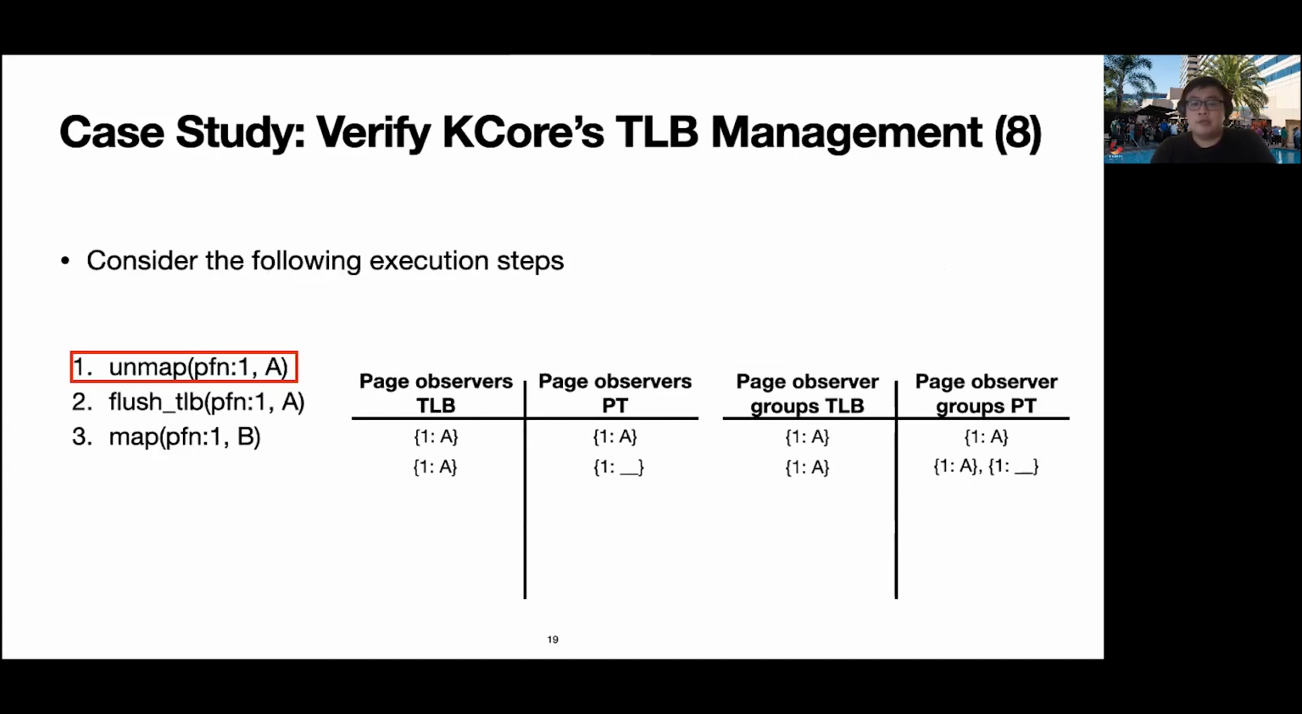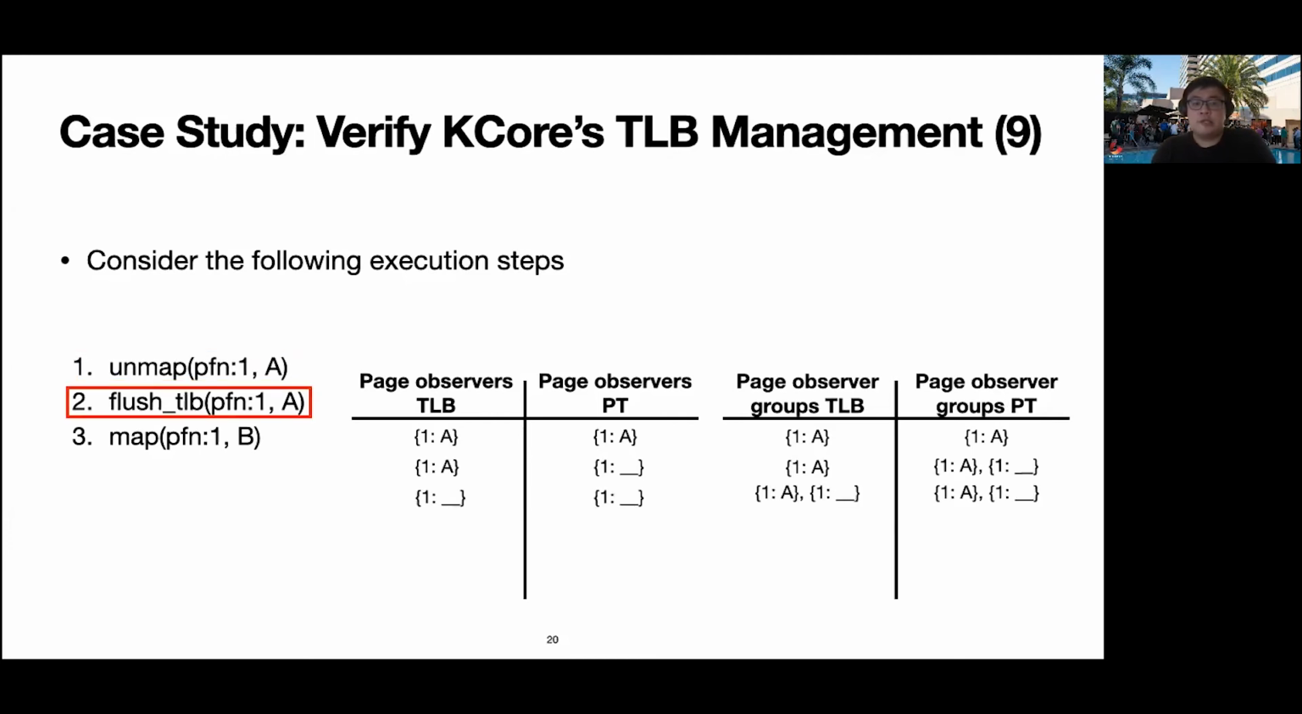Consider KCore executes the three follow-up steps shown on the left. First, KCore unmaps PFN1 from VMA's page table. The page observers for PFN1 via page tables become null as a result of the page table unmap. The page observer groups for page table include the new null observer. VMA can still observe the PFN through the TLB after the unmap, so its page observers remain the same.